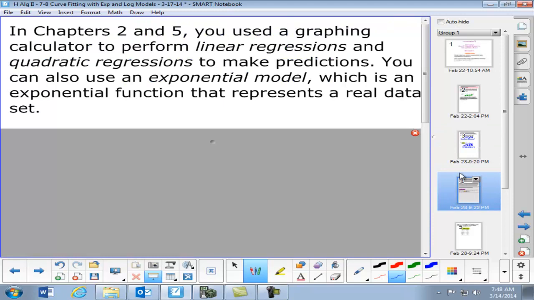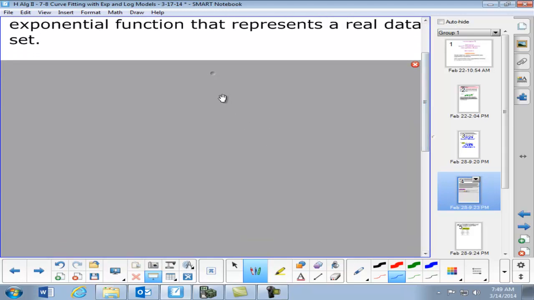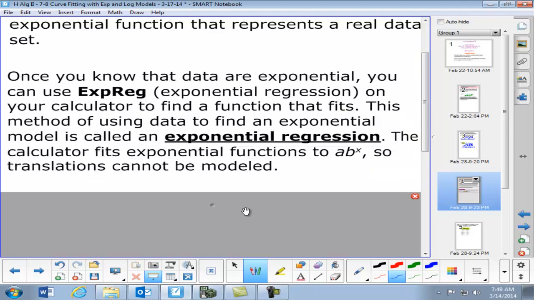Okay, the next part talks about doing regressions. We have done regressions in chapter 2, where we did linear regressions, and in chapter 5 we did quadratic, cubic, quartic, and so on. Well, we can also do exponential regressions. In a few minutes we'll learn logarithmic regressions to find a model that represents a set of data. Once you know that the data is exponential, you can use an exponential regression on your calculator to find the function. It will always fit the form a b to the x.